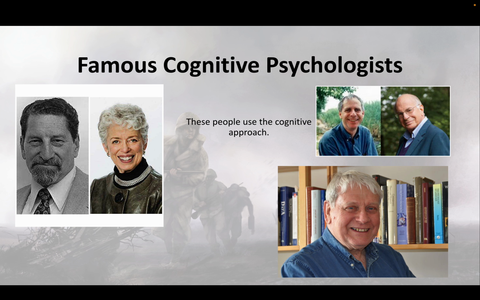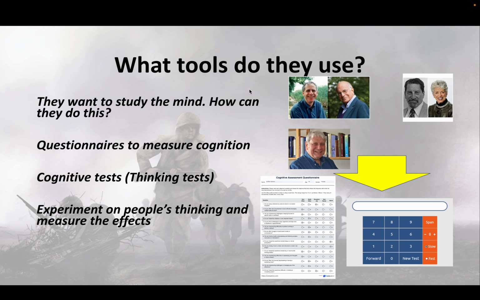Now, if you're looking at the cognitive psychology, again, these are some famous cognitive psychologists, and they believe that our behavior is the product of our thinking. And by the way, the cognitive psychologists often don't focus on actions or behavior at all. They just are interested in the mind. But anyway, I digress. We'll keep it simple. How do these guys study behavior?